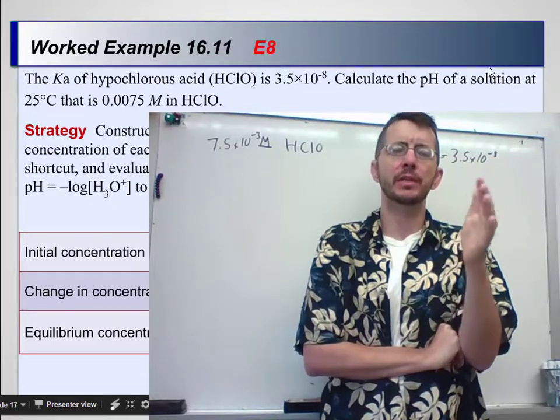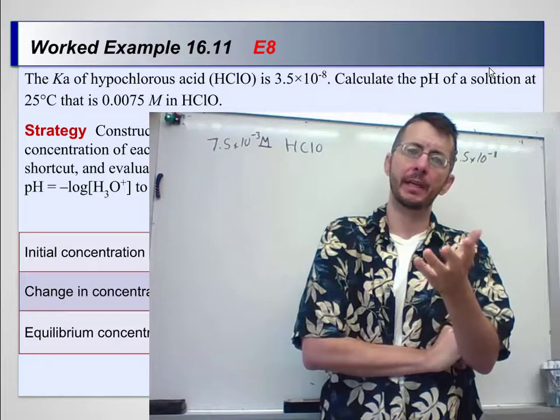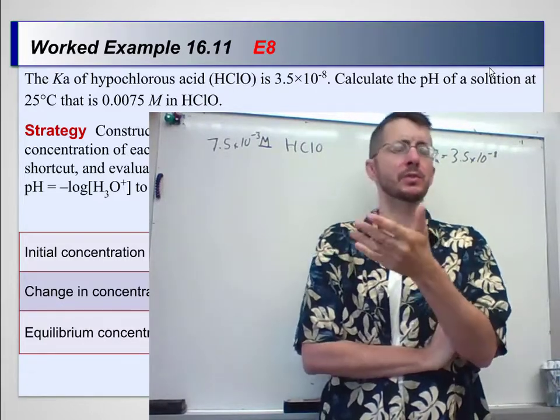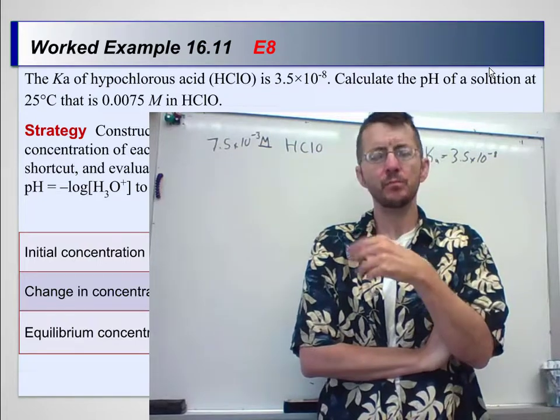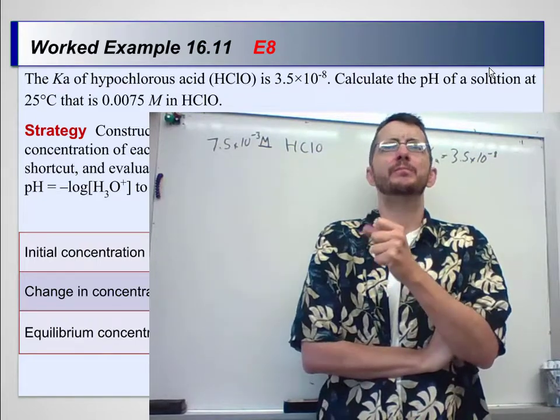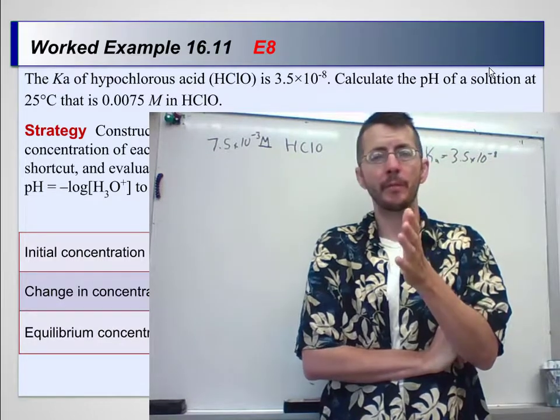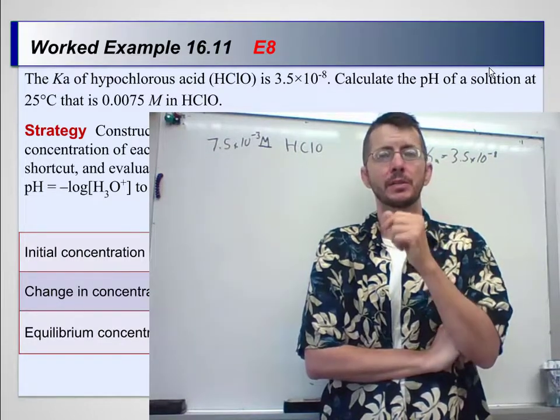The equilibrium associated with weak acids is controlled by Ka. The equilibrium associated with weak bases is controlled by Kb. Both very similar, both looking at slightly different things. A typical problem, though, would be one like this.